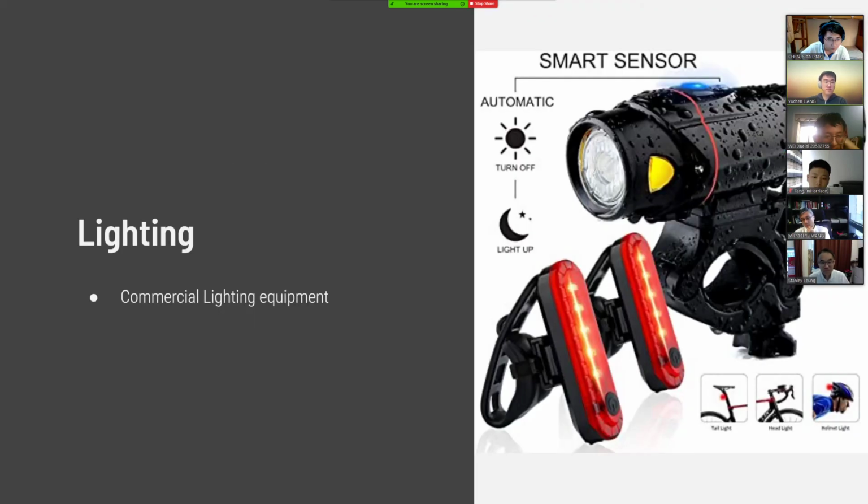Next page, please. We do not want extra weight and extra battery for the lighting, so we use commercial headlights and rear lights. This is convenient and it can last up to 12 hours and allow quick changing of the battery or the light. Next, please.